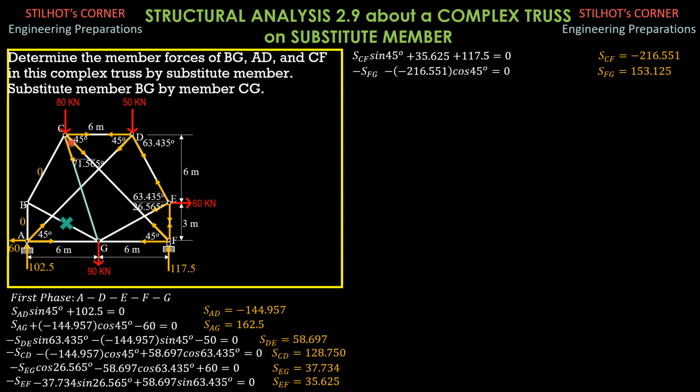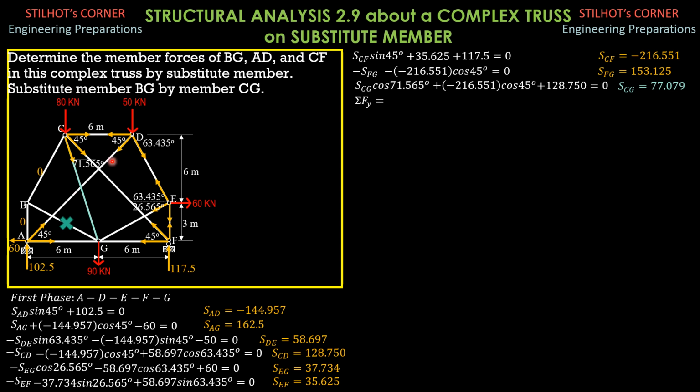summation of forces X: SCG cosine 71.565 degrees plus SCF plus negative 216.551 cosine 45 degrees plus SCD, 128.75. Then because this is 0, no more equals 0. Solving for SCG, SCG is equal to the substitute member, which is 77.079 kilonewtons. Then since everything is known, we sum up forces vertical to check if it is in equilibrium.